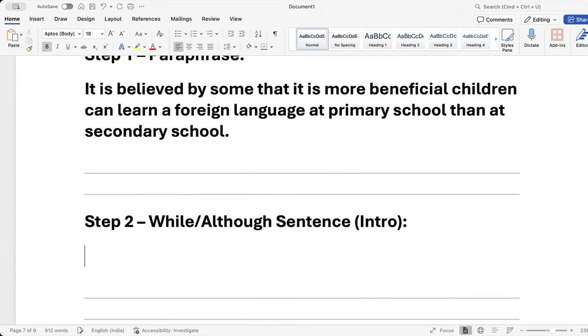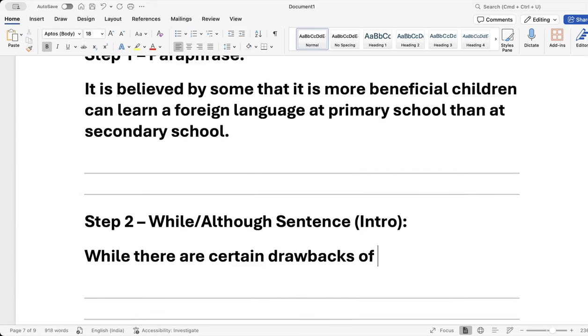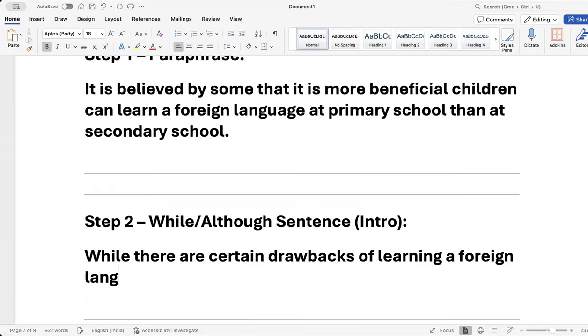Will anyone write the while statement for me here? While there are certain drawbacks, very good, of learning a foreign language at primary school. Very good. And you can also say at a younger age, at an early age. That also means primary school, right? So that is paraphrasing.